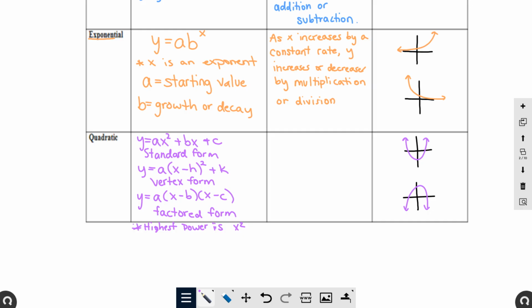So for quadratics, we want to check if the second difference is constant. All this rain, I think, is making my board slow. So check to see if that second difference is constant. And remember, difference just means subtract.